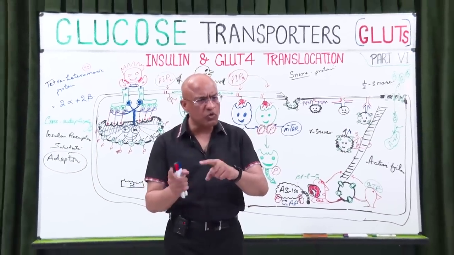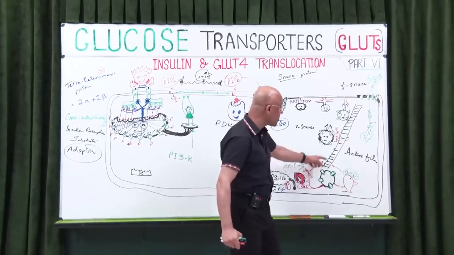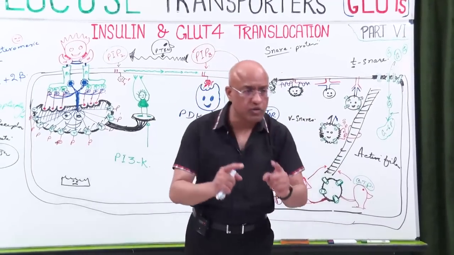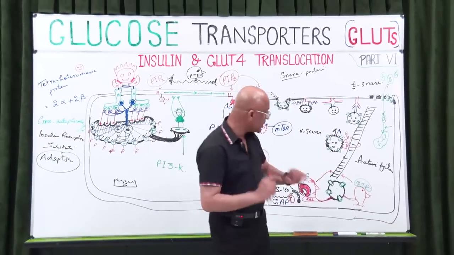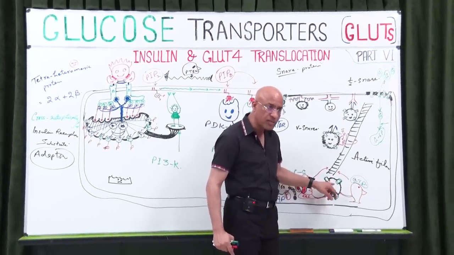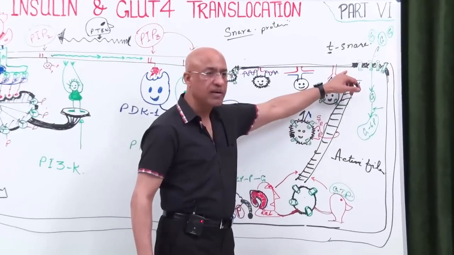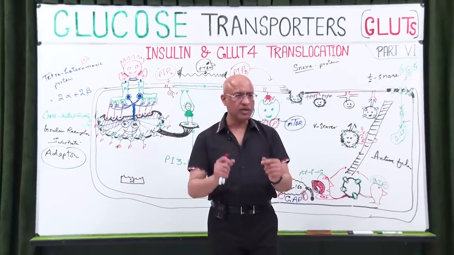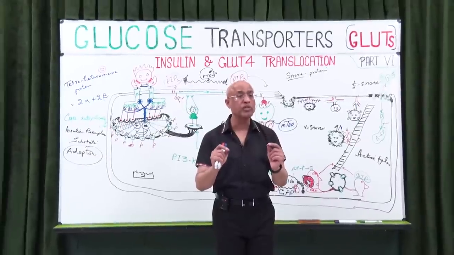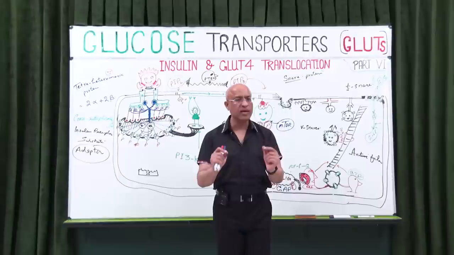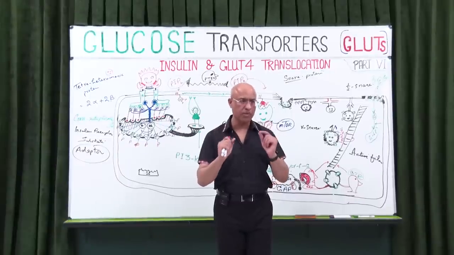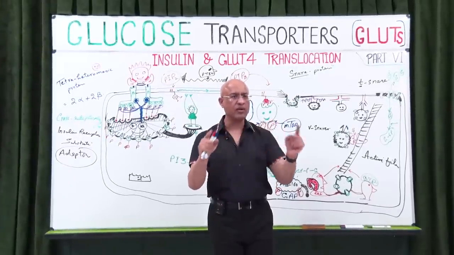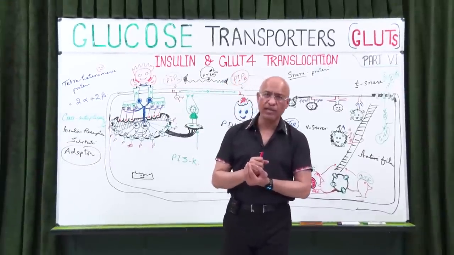It means not only insulin can lead to translocation of GLUT4 to the membrane, exercise can also induce the translocation of GLUT4 from intracellular vesicles and get them planted in the membrane. How exercise does that, we will be talking in the next video, that how exercise, even if insulin is low, exercise alone can make the skeletal muscle membrane more permeable to glucose by inserting more GLUT4 molecules in the skeletal muscle membrane. We'll see that in the next lecture.